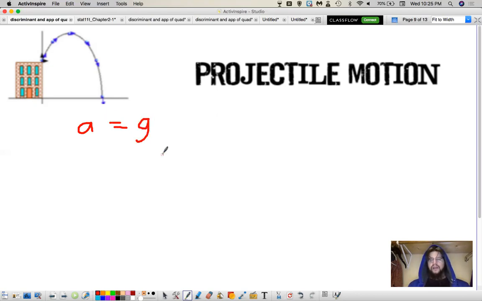Okay. Now, we're in America. We usually use feet. So the acceleration due to gravity is 32 feet per second squared. Pretty much everywhere else, they're using meters, which is 9.8 meters per second squared.